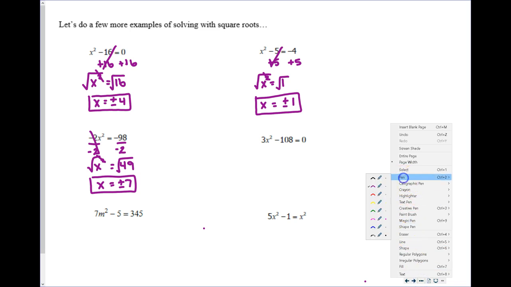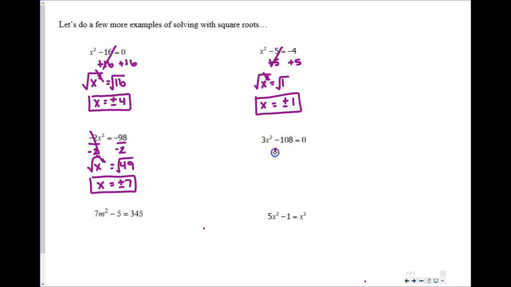Okay, number 3, this is a 3-step problem. I'm going to add the 108 over. I get 3x squared equals 108. Then I have to divide. I get x squared equals 108 divided by 3 is 36. Again, very nice because that's a perfect square. And I get x equals plus or minus 6.